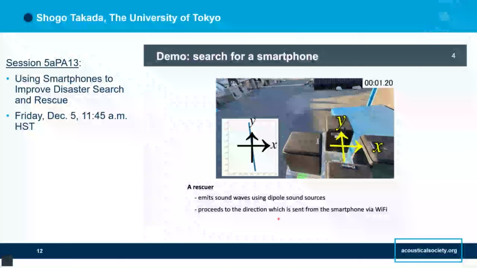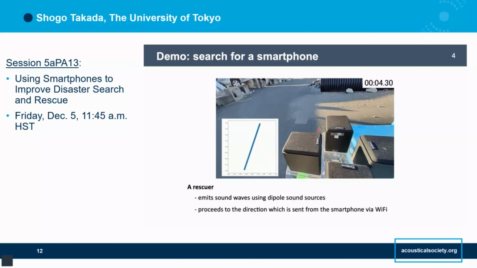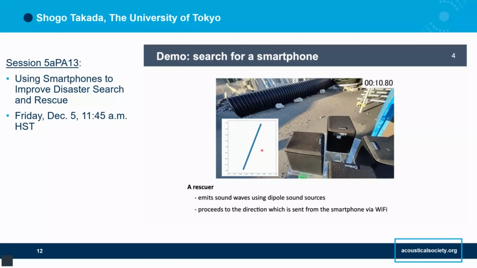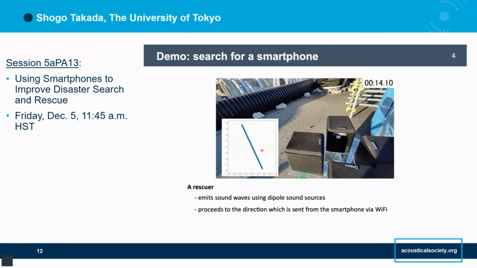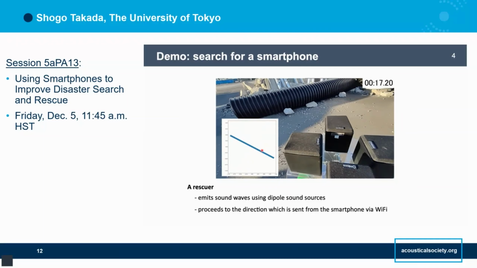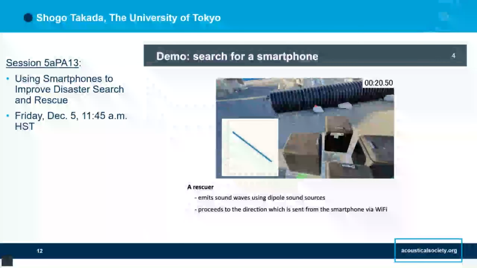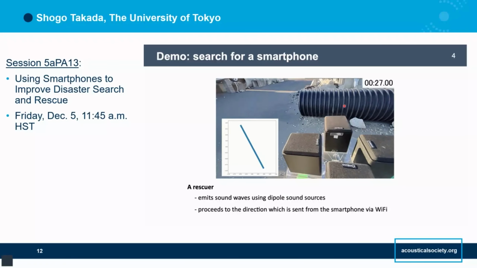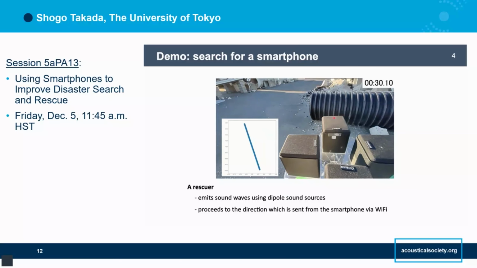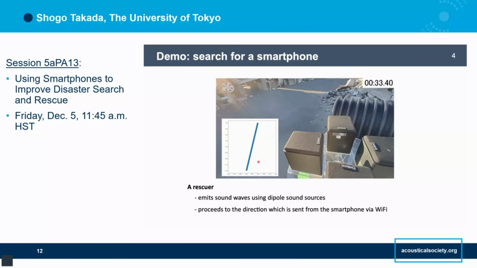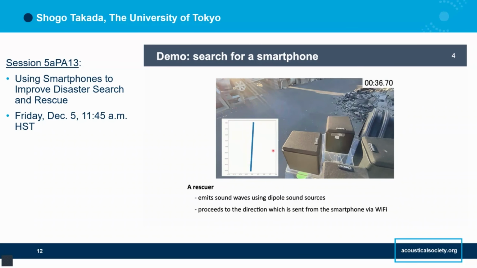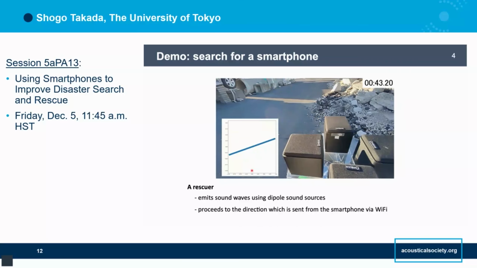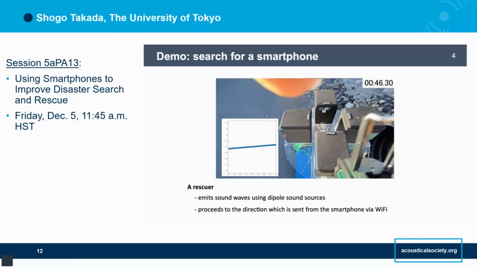Then the rescuer moves along the direction with the dipole speakers. Although the directions vary due to the reflection, we can approach the smartphone. When we come to the entrance of the tube, the estimated angle turns to the right angle to the proceeding direction, showing the true smartphone's direction.